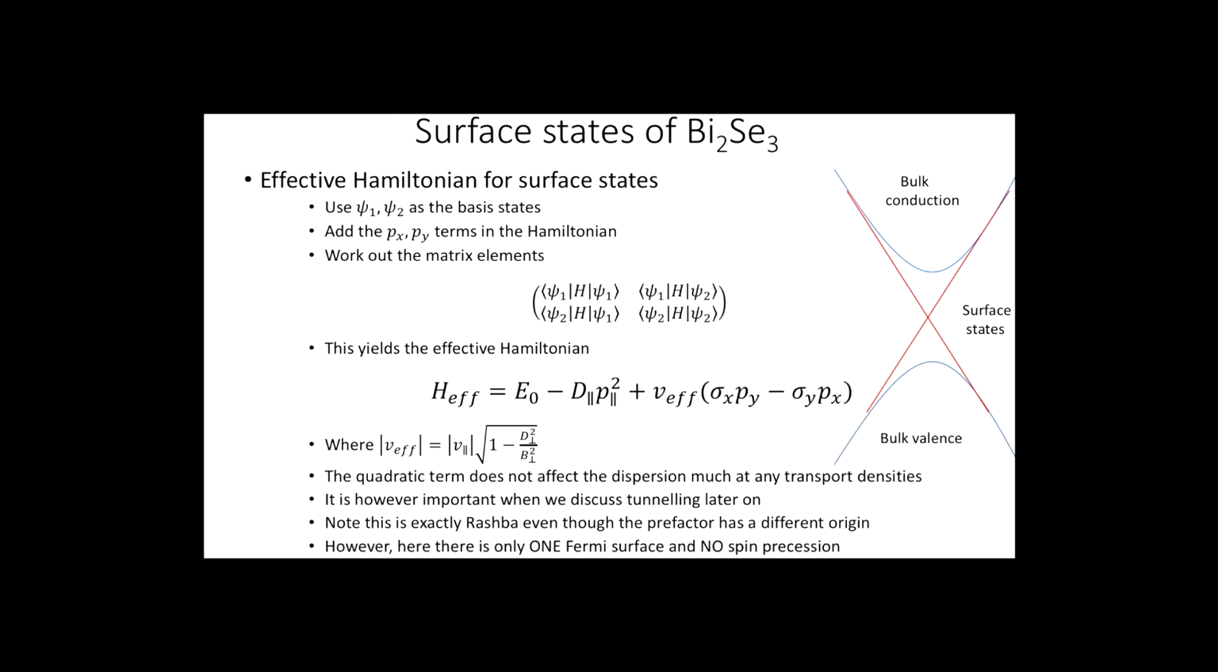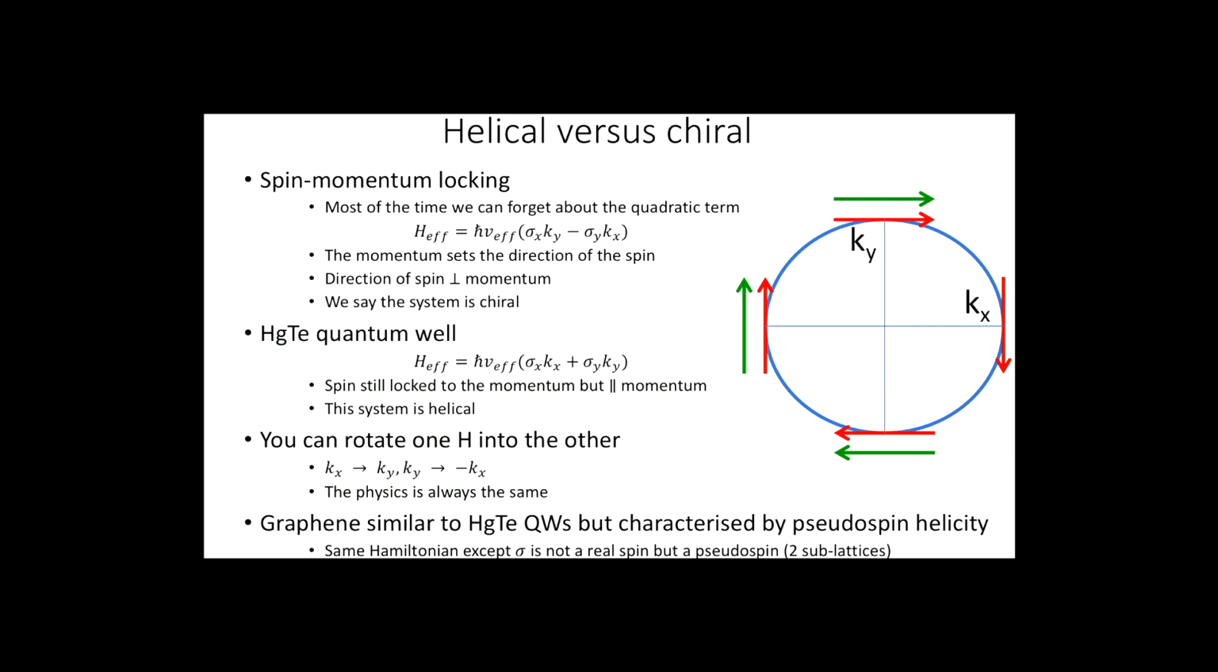So because of this, the chemical potential is going to be, let's say, somewhere over here. So there's only going to be one Fermi surface, and there will certainly not be any spin precession because there is only one set of states at the Fermi energy. To get spin precession, you need to have at least two energy eigenstates because you need the spin to be changing between two energy eigenstates. So even though it looks like Rashba, there are some serious physical differences between this system and a Rashba system, or Rashba semiconductor.